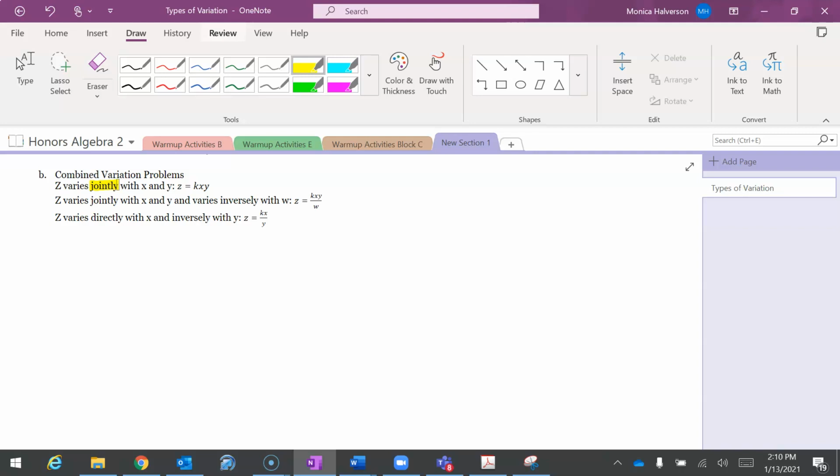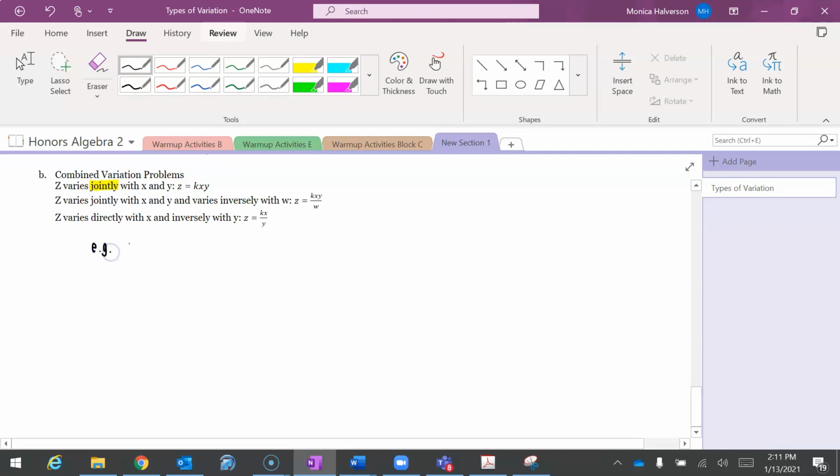It could say something like z varies jointly with x and y, and it varies inversely with w. So you would have to write a combination of all of those variations. A third example here is z varies directly with x and inversely with y. So you would have to make a combination of our function rules. So let's look at an example together.